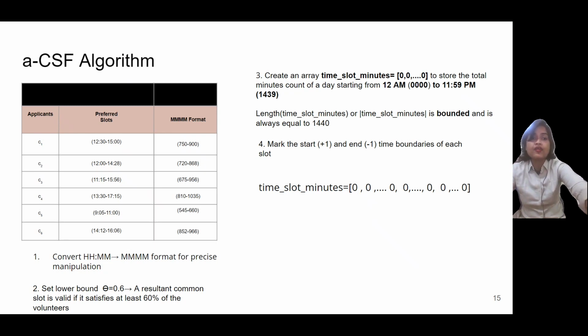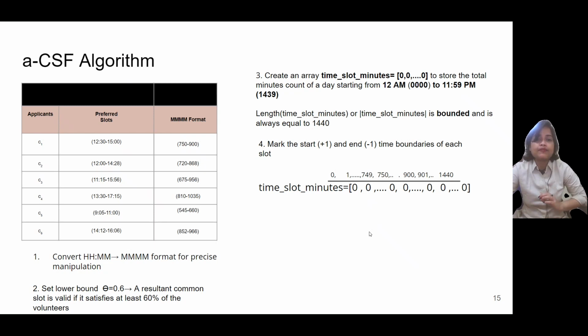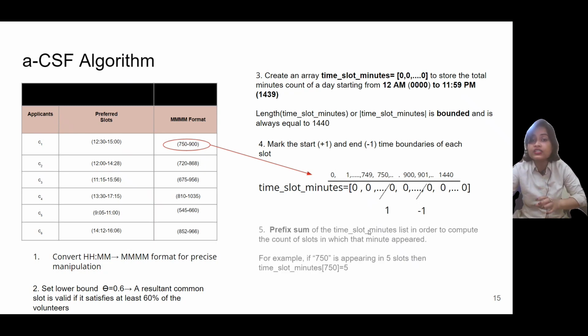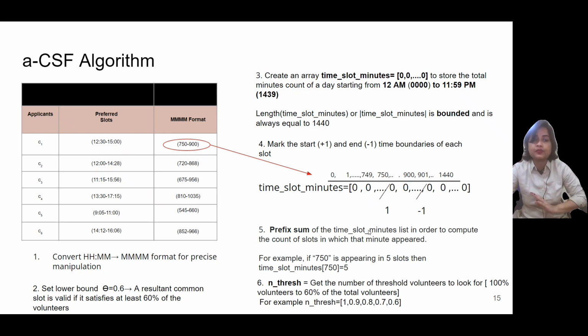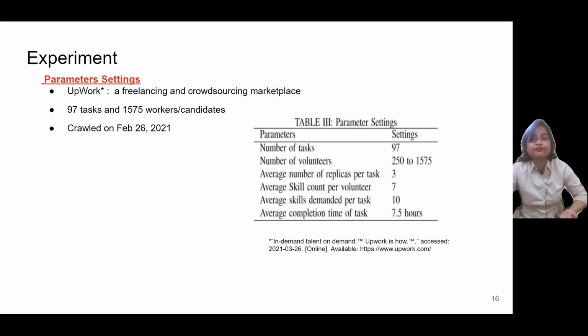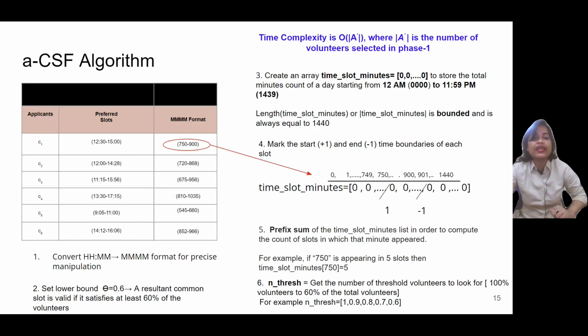And for this bounded array, we could make the time complexity of a-CSF in linear order. We mark the start and end time boundaries of every slot. Then we use prefix sum, which is applied to compute the count of slots. As we set the theta as 0.6, the number of volunteers to look for would be from 100% to 60% of the total selected volunteers. And this adds the adaptability feature to our algorithm. Finally, the time complexity of a-CSF is in order of A dash, where A dash is the number of volunteers selected in phase 1.